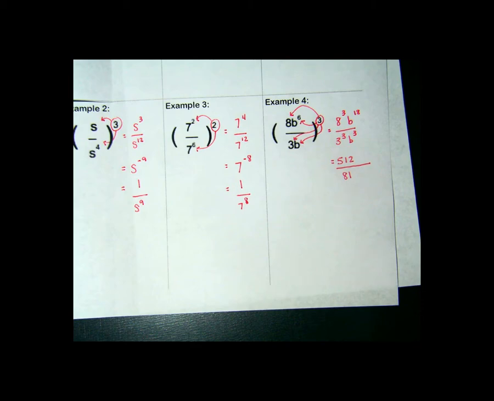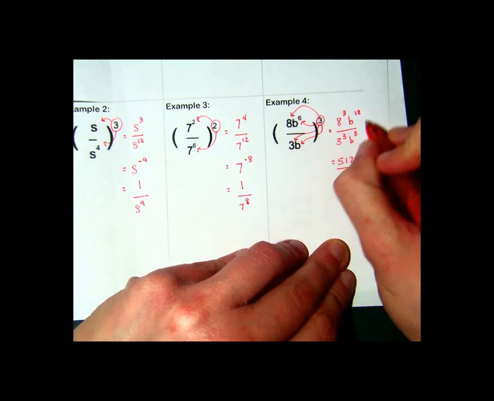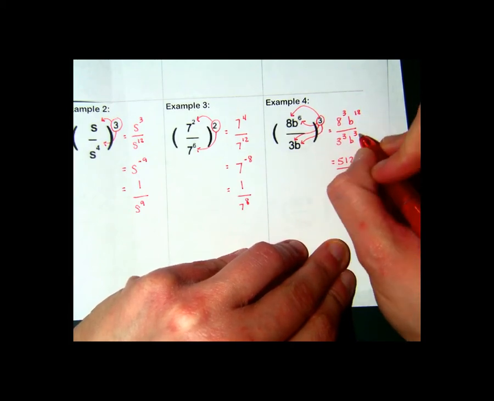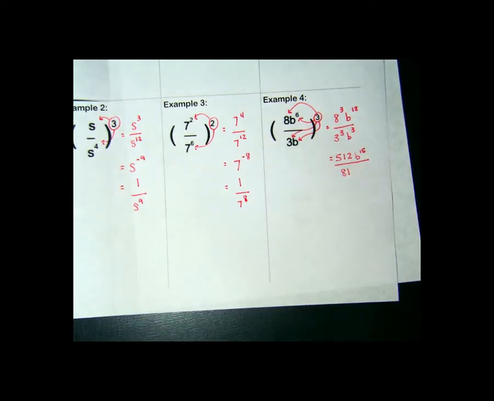I cannot simplify that, so I'll just have to move on. Alright, then I've got b to the 18 minus 3, 15. And there's my solution for that.